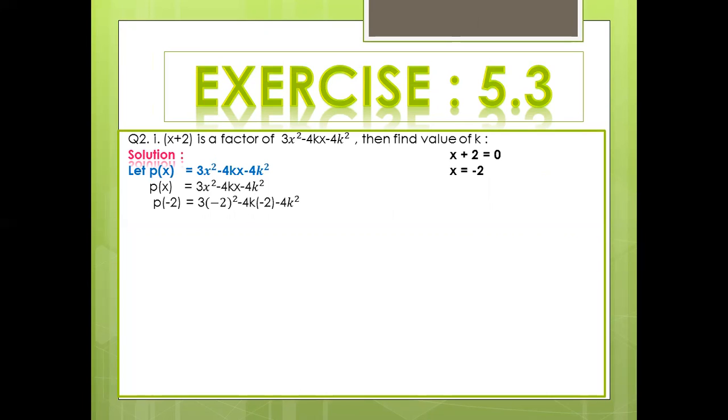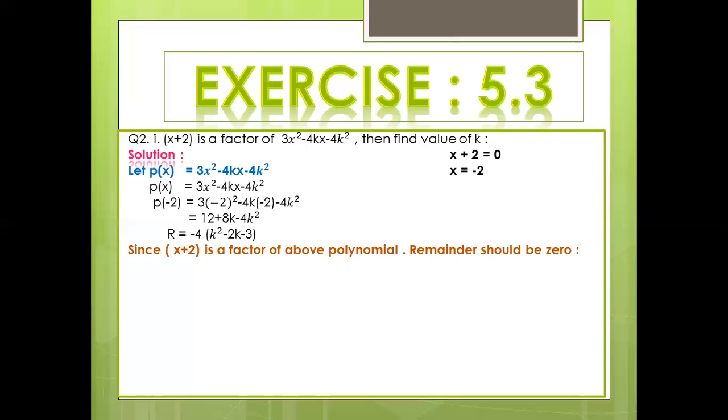So here we calculate the value of x, which will be minus 2. Now you replace every x with minus 2 in the polynomial. When we put the value of x, you see 12 plus 8k minus 4k square. Minus 4 is common. When you take minus 4 common, k square minus 2k minus 3 will be left there.